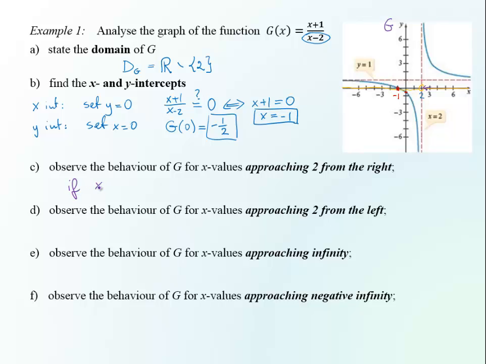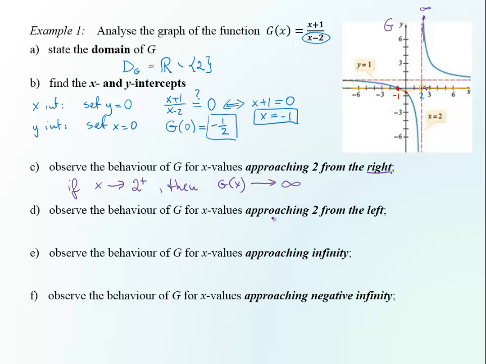If x approaches, we just use the arrow to indicate that something approaches, x is going towards 2 from the right, we use a little plus at the top of the number 2. So we read this: if x approaches 2 from the right, then g of x, which is the value of the function, approaches. And what does it approach? Well, it's going this way. It's going towards infinity. It approaches infinity.